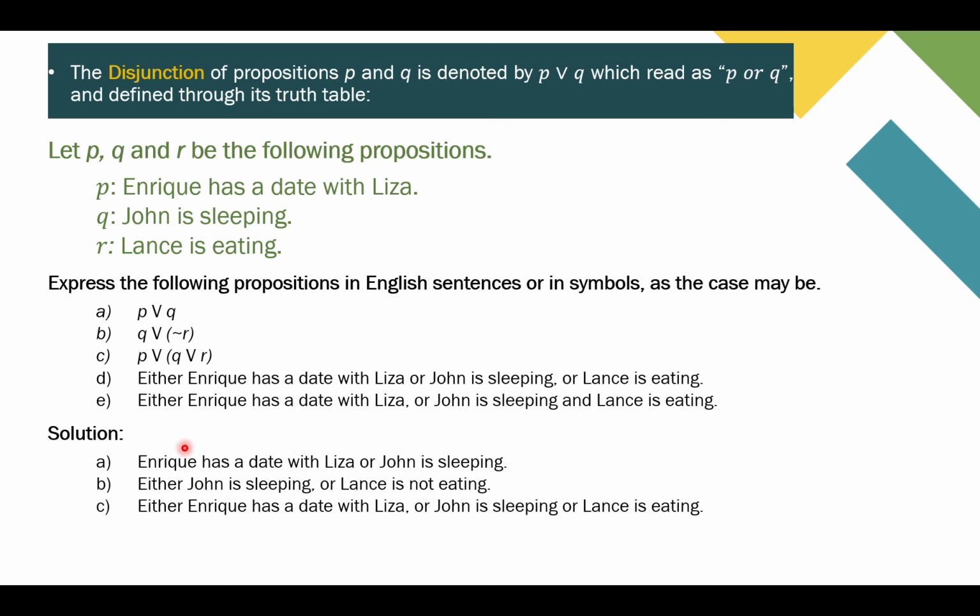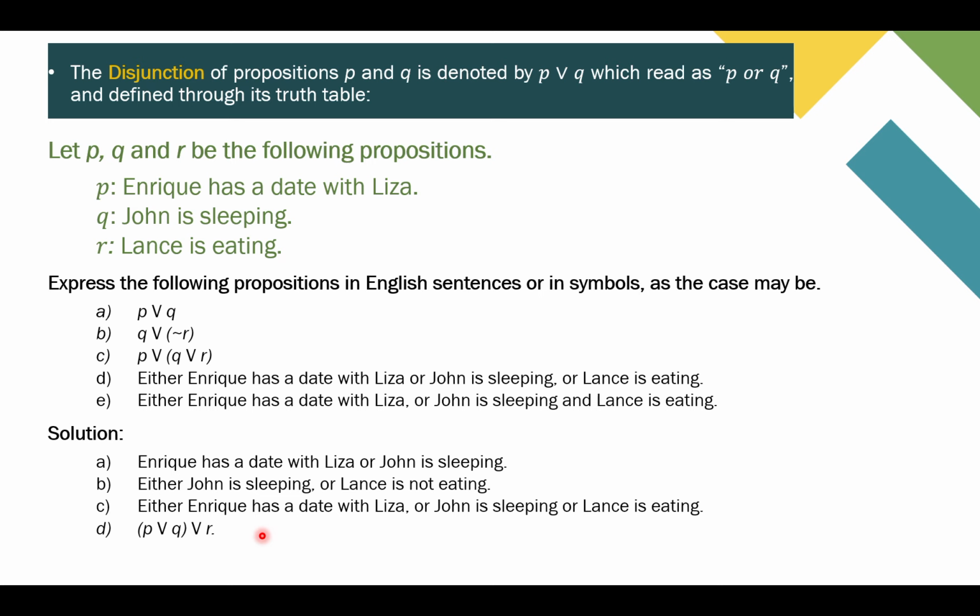And then, for letter D, how would you put this in symbols? Either Enrique has a date with Liza, or John is sleeping, or Lance is eating. This is the answer. Open and close parenthesis, P or Q, or R. As you can see here, class, this is the placement of the comma. It has two single components, which are P and Q. And then, or, Lance is eating.